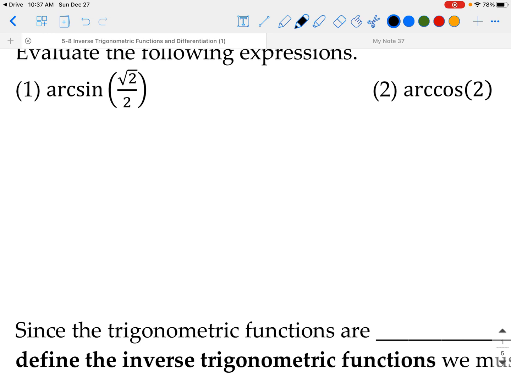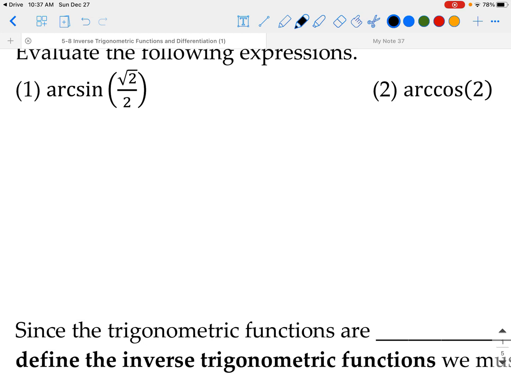So the root question really is, what are we finding here? Arcsine, remember, is equal to the angle measure. So our answer is always going to be an angle measure, so pi over something or some multiple of pi. And the question that you should always ask yourself is, what angle measure of sine gives you rad 2 over 2?